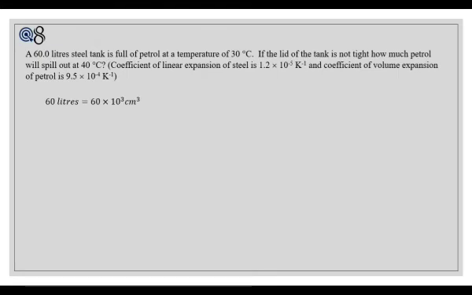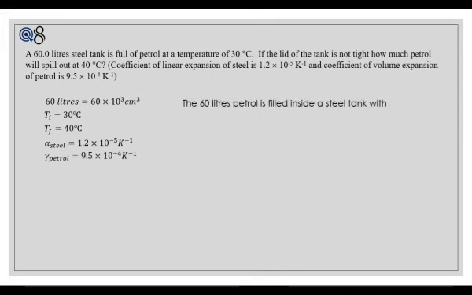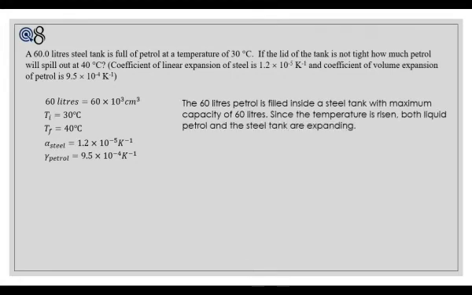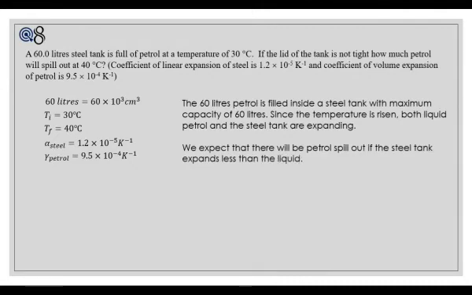So, 60 liters is equivalent to 60 times 10 power of 3 centimeter cube. The initial temperature is 30 degrees Celsius and the final temperature is 40 degrees Celsius. So the value of alpha for steel and gamma for petrol is given. The 60-liter petrol is filled inside a steel tank with maximum capacity of 60 liters. Since the temperature is raised, both liquid petrol and the steel tank are expanding. We expect that there will be petrol spilling out if the steel tank expands less than the liquid.